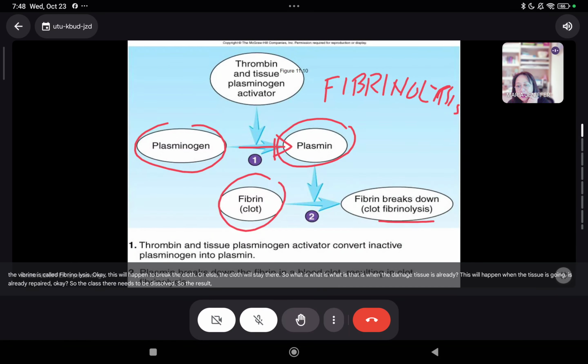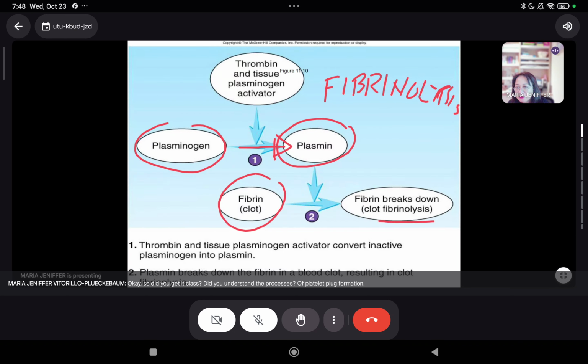So the dissolution or the breaking of the clot there will be called fibrinolysis. So that is when the blood vessels or the injury is already repaired. Okay? So did you get it, class? Did you understand the processes of platelet plug formation, clot formation, and fibrinolysis?